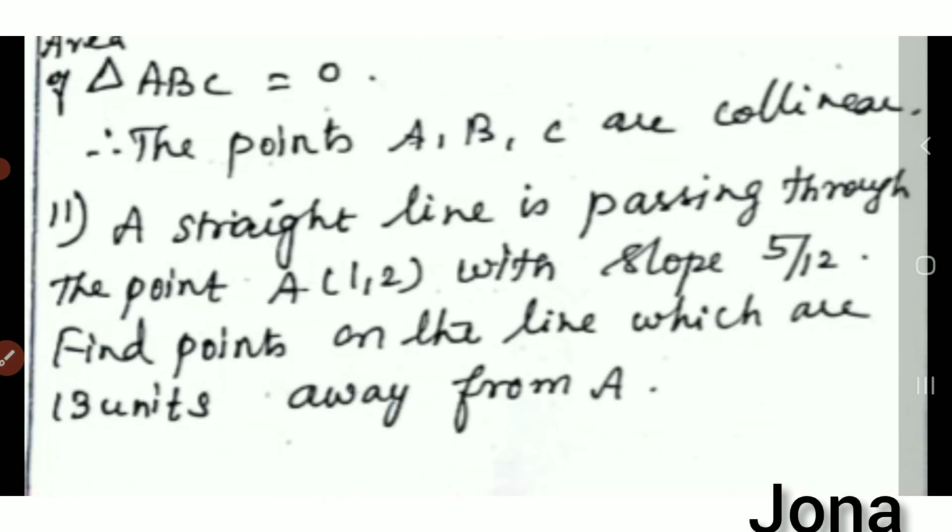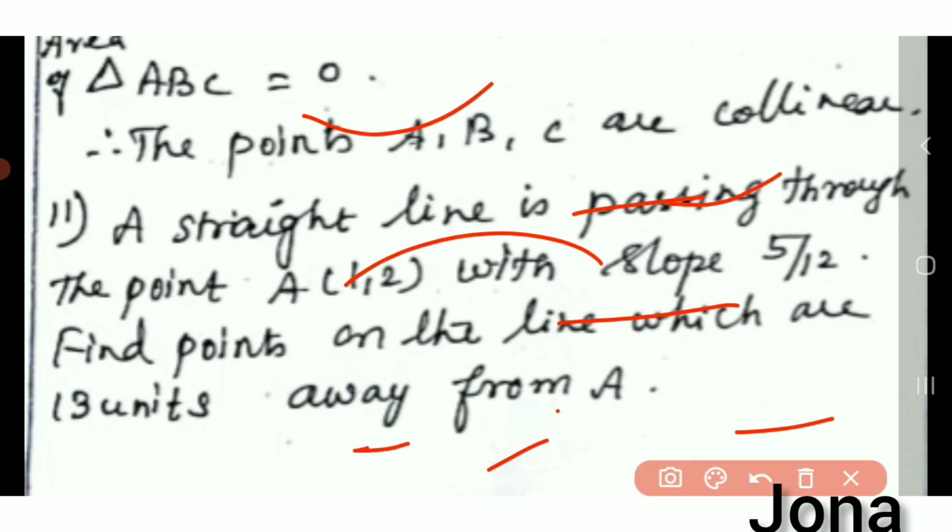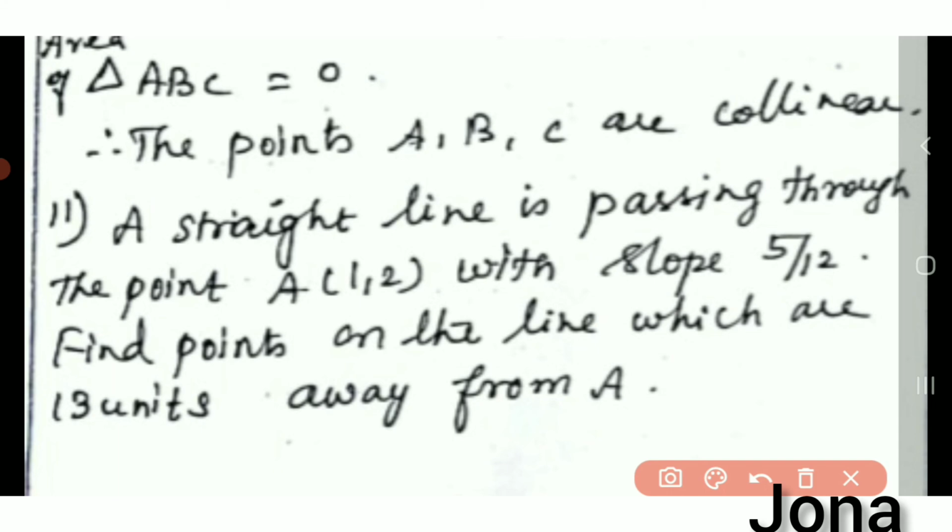11th problem. A straight line is passing through the point A of 1, 2 with slope 5 by 12. Find the points on the line which are 13 units away from A. Here a straight line is passing through the point A of 1, 2 with the slope 5 by 12. Here it is given and we want to find the points on the line which are 13 units away from A.